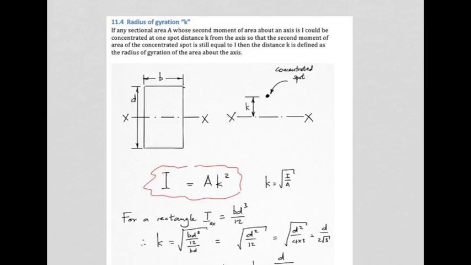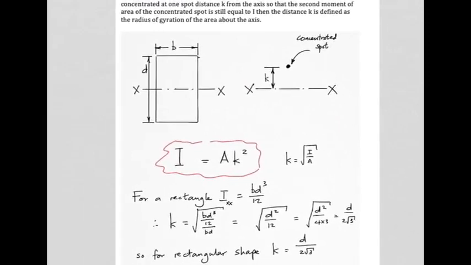So it's impossible to concentrate all the area in one infinitely small spot. However, if you were able to do it, you would do it at distance K from the axis. Basically we're going to be using K as another way of expressing I, effectively. So the bigger the K for a given area, the better it would resist bending, for example. So it's just another way of expressing I, as it were.